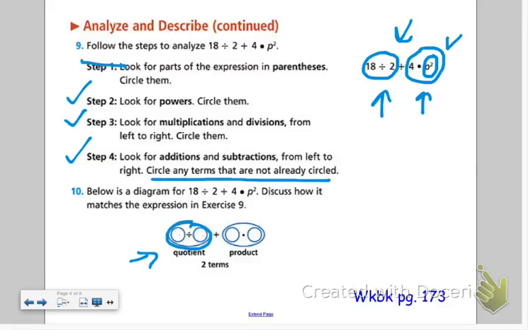Now our second term right here, 4 times p to the second power, here's how I would diagram it. I've got my oval with 2 circles inside. One circle would be for the 4, the other circle would be for the power. And if you want, you can even put that little power of 2, or exponent of 2, in there, that's fine. But you can see that the second term is a product. So the first term is a quotient, the second term is a product, and they're being separated by that addition sign.